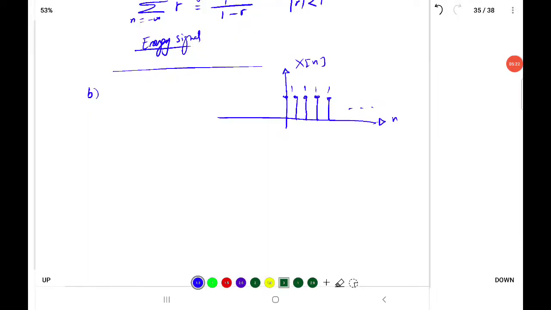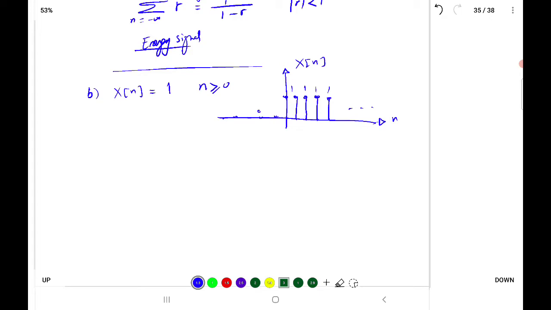Okay. The second example here, we have a sequence that's equal to 0 when n is less than 0 and equal to 1 when n is greater. So we can say that x of n, according to this graph, is equal to 1 when n is greater than or equal to 0, otherwise it is equal to 0. It looks like it can be power, it can be energy, it can be neither.